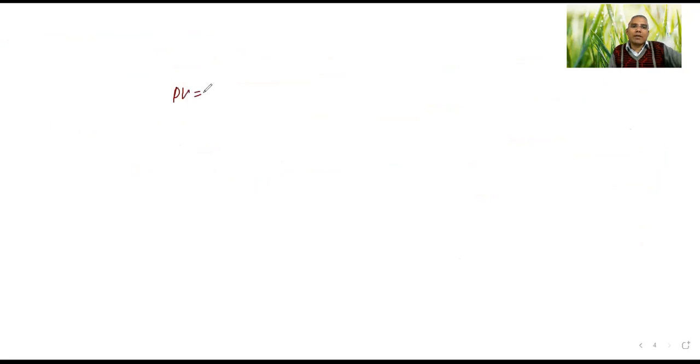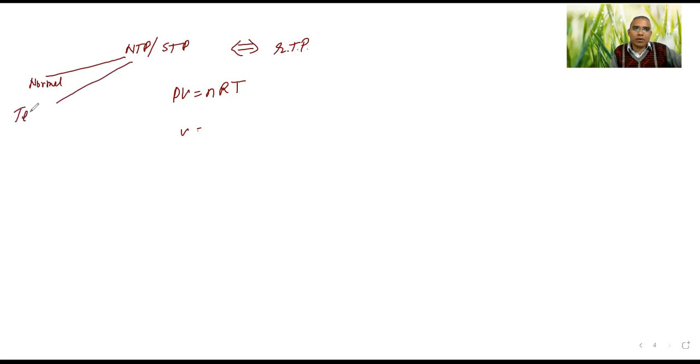See, have you heard about PV is equal to nRT? Have you ever heard about this equation? No? Okay. In India, what we use is NTP or STP. In other countries, they use RTP. The same term is there. N stands for normal, T for temperature, and P for pressure.